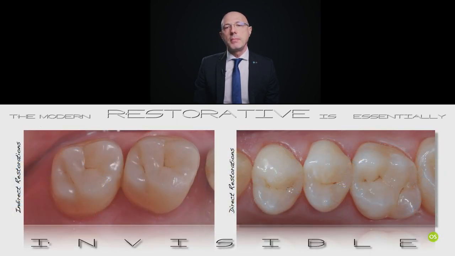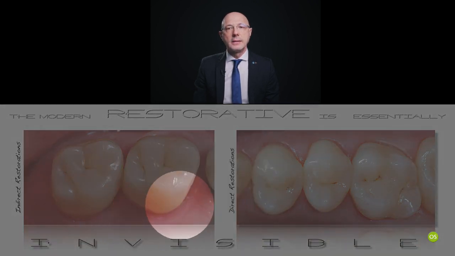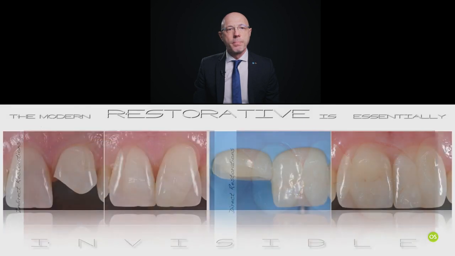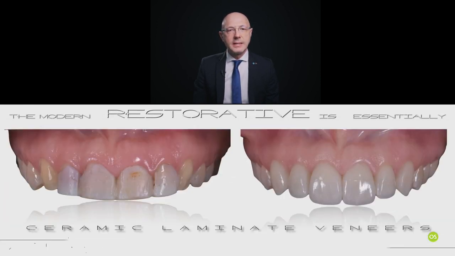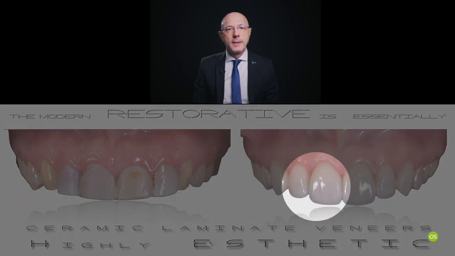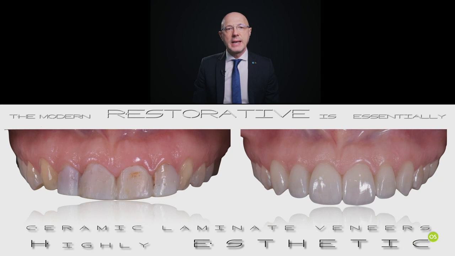Adhesive posterior restoration may be invisible, both with direct and indirect technique. We can achieve highly aesthetic results with the direct composite restorations, even if they are really demanding in anterior teeth. But certainly the best aesthetic results are obtained with the ceramic laminate veneers, that are not simple prosthetic restorations, but restorations that faithfully emulate nature, becoming just like real teeth.